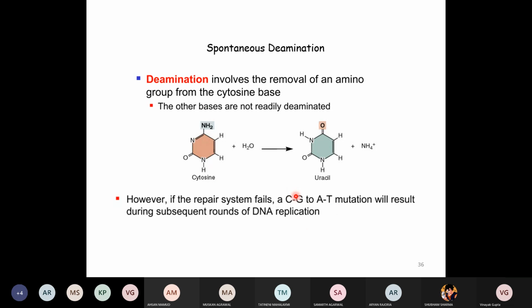Should I explain this here also, or can you do this? If I ask this question, can you do this? Okay, you want to try now? Yes, sir. Okay, try it. You can put your answer in the chat box. So do this conversion: deamination, then go through the DNA replication rounds, and ultimately in place of CG, you should get AT.